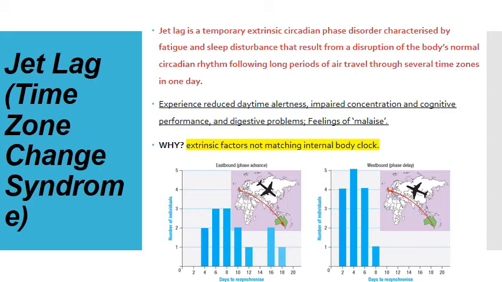Why does this happen? Shifting to a new time zone results in a mismatch between our internal circadian biological clock and the external environment, okay? The environmental cues do not match our internal body clock. So what is happening is our body clock is out of sync. What this feels like is our body feels like it's time to go to sleep when others are having breakfast or it's the middle of the afternoon, or we feel wide awake when it's late at night and everyone else is in bed.